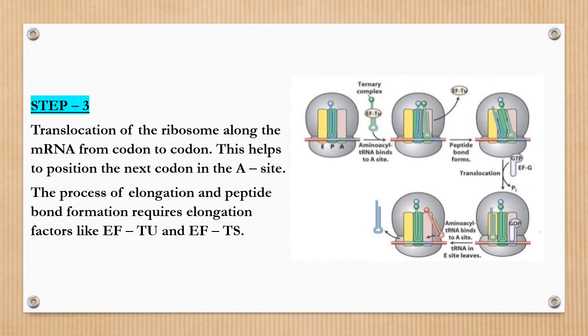Along with the mRNA, the ribosome will move. That is translocation, moving of the ribosome along the mRNA from codon to codon. So then what happens? This helps to position the next codon in the site. See here, we have mentioned the E, P, A sites. So once the amino acid comes and forms the bond, the ribosome moves. As a result, the existing codon, the codon present in this existing region, will come out from the ribosome.